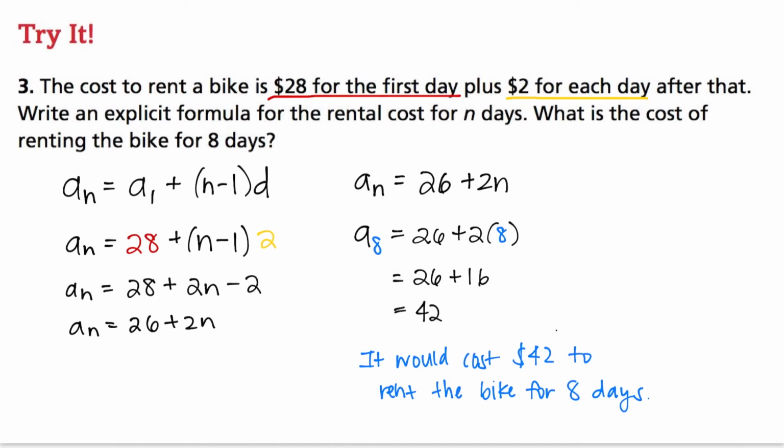Then to find a sub 8, I'm going to plug in 8 for n and then simplify. So it ends up being that it would cost $42 to rent the bike for 8 days.